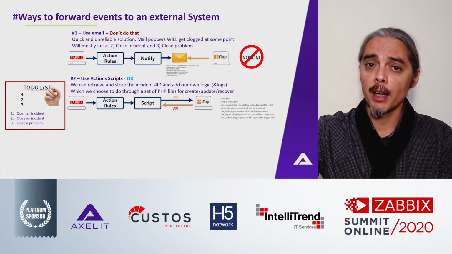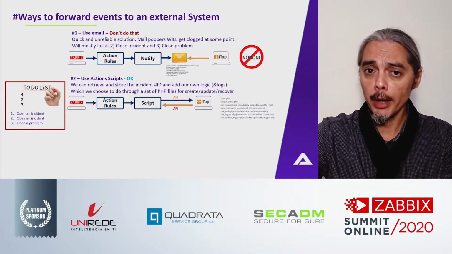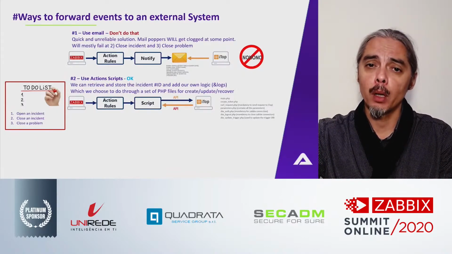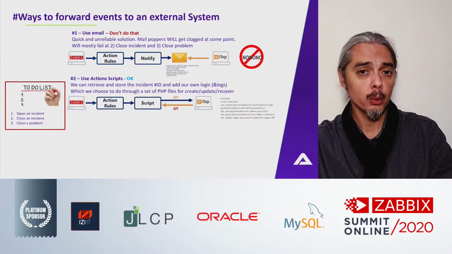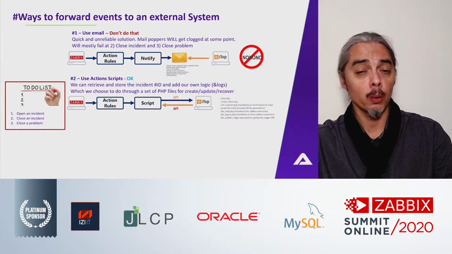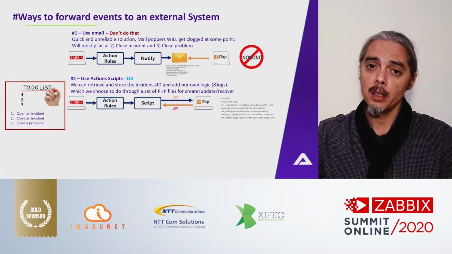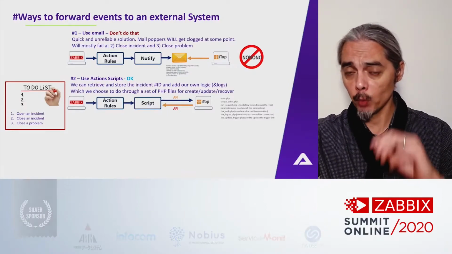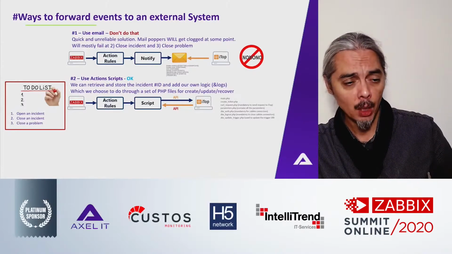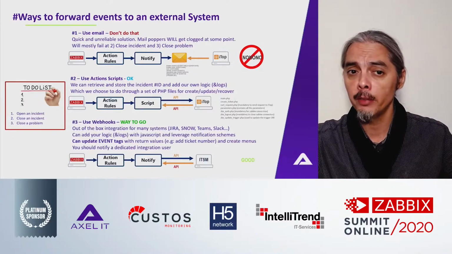So we chose to use action scripts, and we made a couple of PHP files to create, to update, and to delete from each side of the notification, where we are still using action rules, but we are not using notification media. We're using scripts, and our scripts allow us to add our own logic. Among that logic, we can get the incident ID that was opened on the help desk side back to the Zabbix system. Of course, when we started to do that, it was still under Zabbix 4.